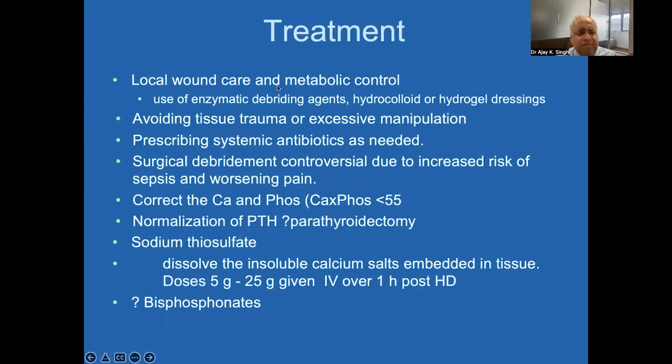Treatment, as said here, is local wound care and metabolic control, avoiding tissue trauma and excessive manipulation, prescribing systemic antibiotics where needed. Surgical debridement is controversial because you may actually increase the risk of sepsis and worsen pain. Often the traditional teaching is correct: keep the calcium phosphate product less than 55. It's controversial whether you normalize the PTH by doing a parathyroidectomy. Much more popular nowadays is sodium thiosulfate, where you dissolve the insoluble calcium salt embedded in the tissue. Doses of 5 to 25 grams are given intravenously over 1 hour post-dialysis. And there's also some role that has been suggested for bisphosphonates.